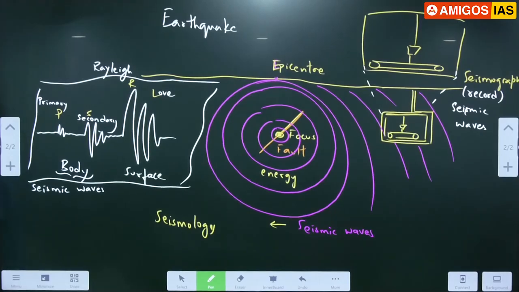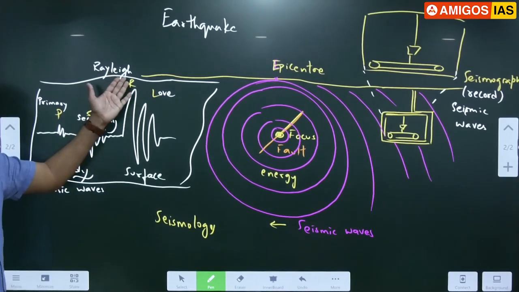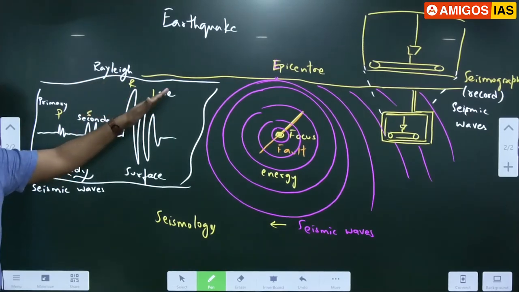Okay. Name of the scientist. These two are names of scientists. R is Lord Rayleigh, scientist. L is also the name of a scientist, A-E-H, Love. His name is a scientist's name. Okay, Love.